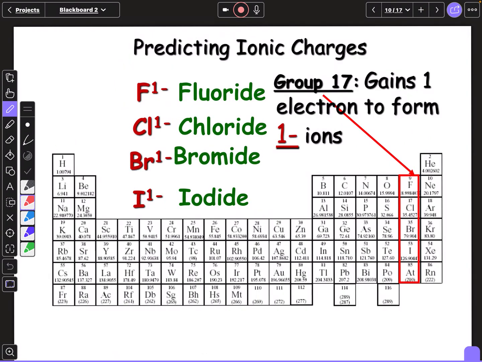And then group 17, they have 7 valence electrons. They need 1. When they gain that from a metal, they form 1 minus ions. And a fluorine atom will become the fluoride ion. Chlorine, the chloride ion. Bromine, the bromide ion. Iodine, the iodide ion.